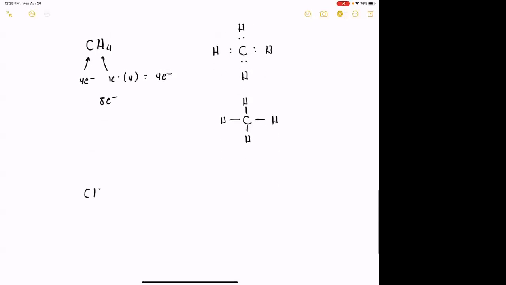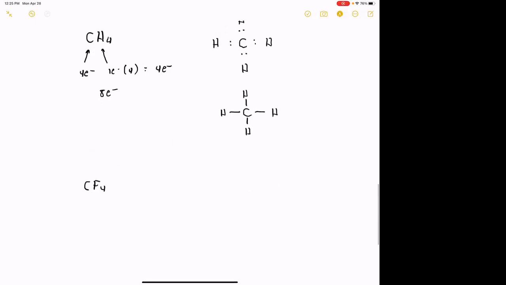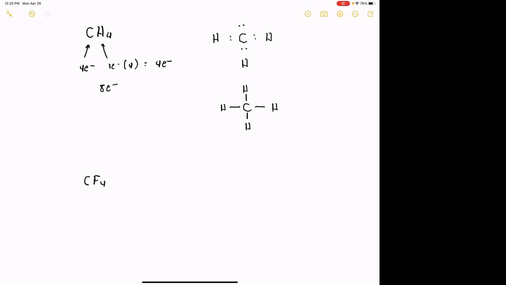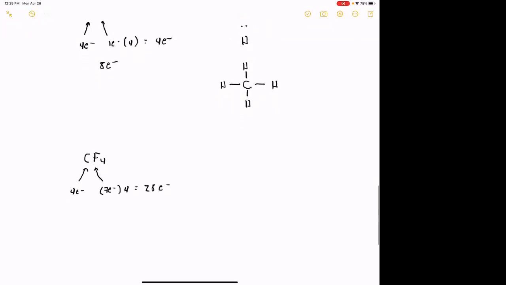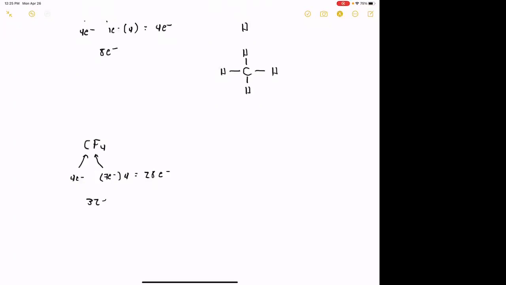Let's do CF4. That's carbon tetrafluoride. Non-metal, non-metal, so it's still covalent. So let's count up the number of electrons. Carbon's group 4A, so it's going to have 4 electrons. Fluorine is over in group 7A, isn't it? So that means I've got 7 electrons per fluorine, but how many of them do I have? Well, I got 4 of them. 4 times 7 is 28. So the fluorines are bringing in a total of 28 electrons. Add that to the 4 from the carbon, I get 32. Okay, everybody see where that came from?